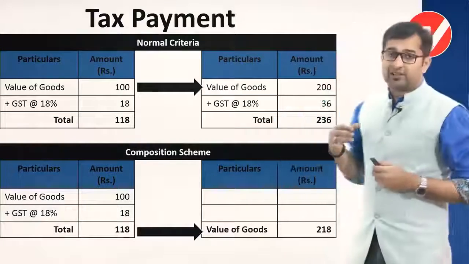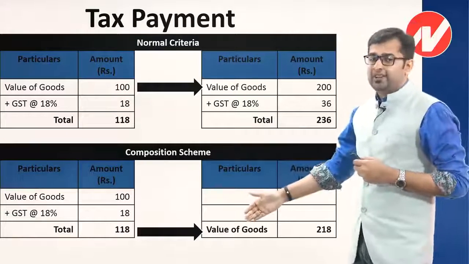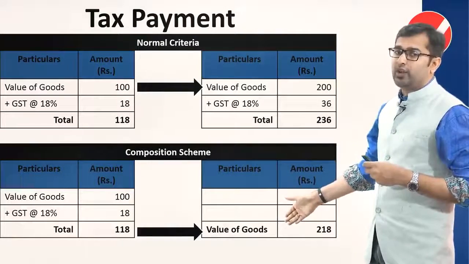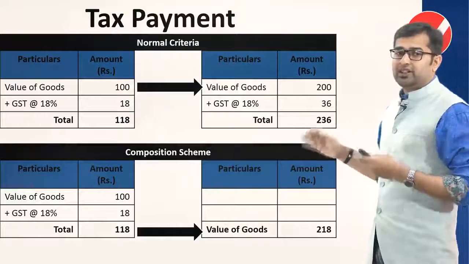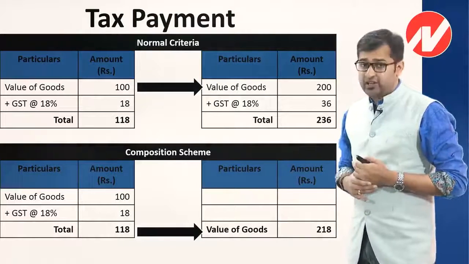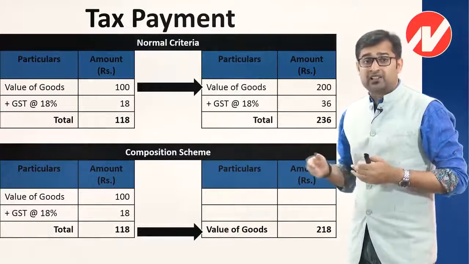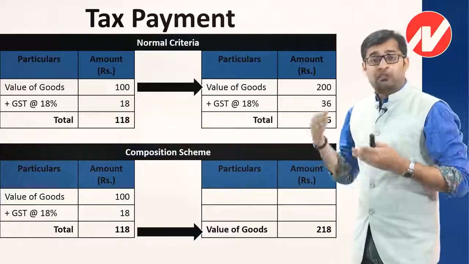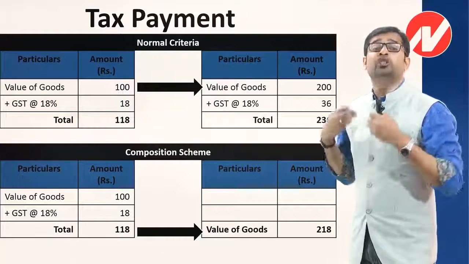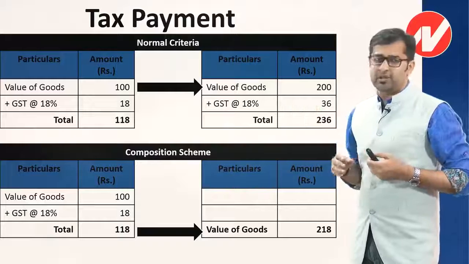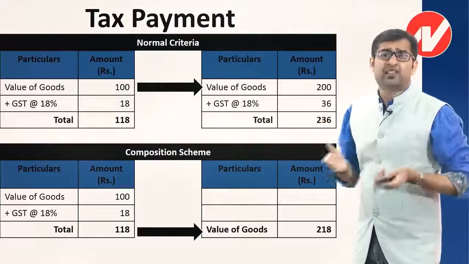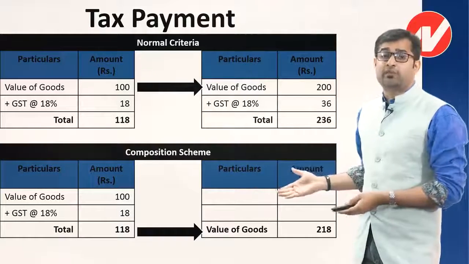Someone would come up with an answer that sir, in this scheme, since I am selling the product at 218, here it is 236, so my product is available at a cheaper rate to the customer. So in that case, customer will come to me only. So in that case, sir, I am getting an undue advantage as compared to normal customer. But friends, that is the basic objective. Government is promoting your business.